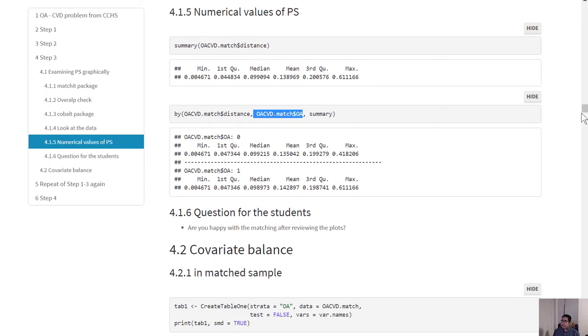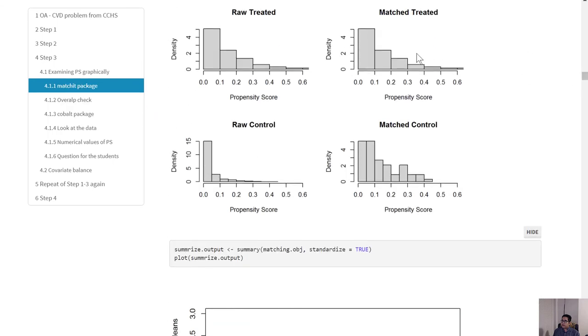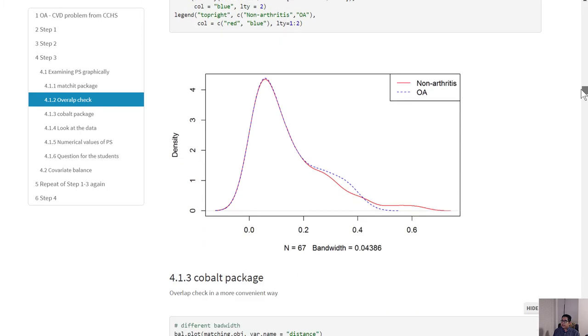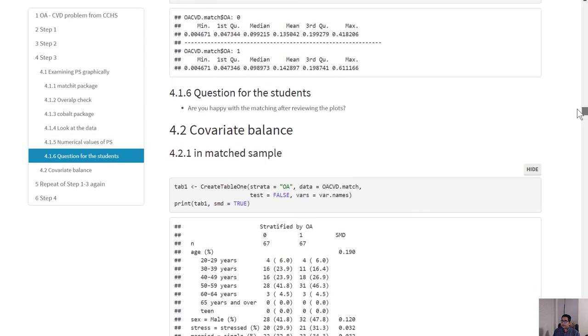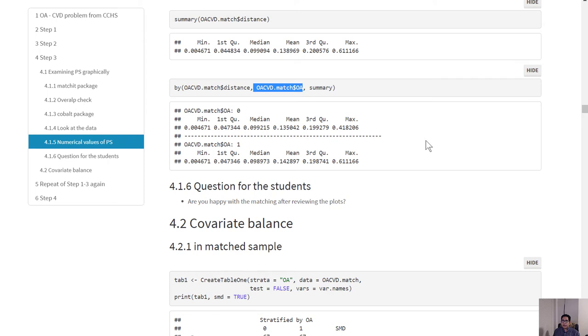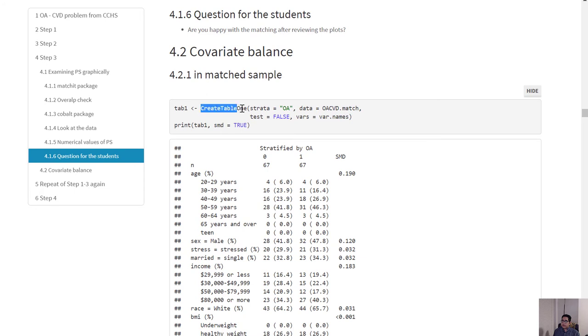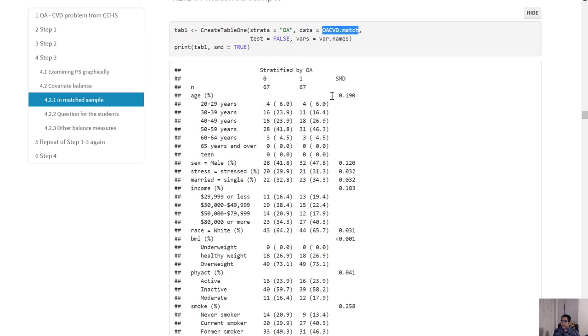Alright, so after viewing the plot, do you think it is a good match or not, right? So still I think there is some more room for improvement, and that we can do by first checking how bad or how good our fit was, using this CreateTableOne function. Remember that I'm not using the design, I'm just using the matched data. And see the SMD, some of the SMDs are even greater than 0.25.